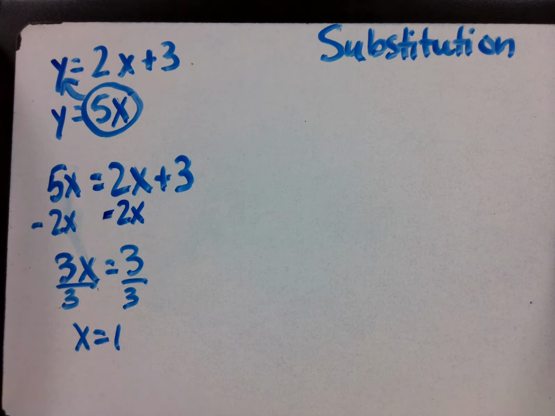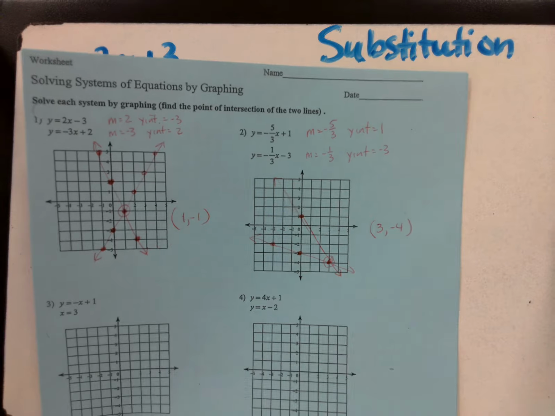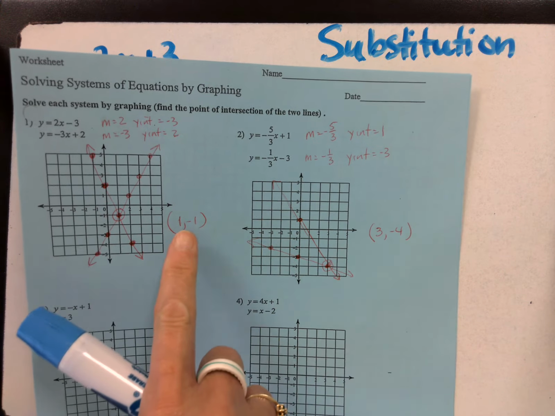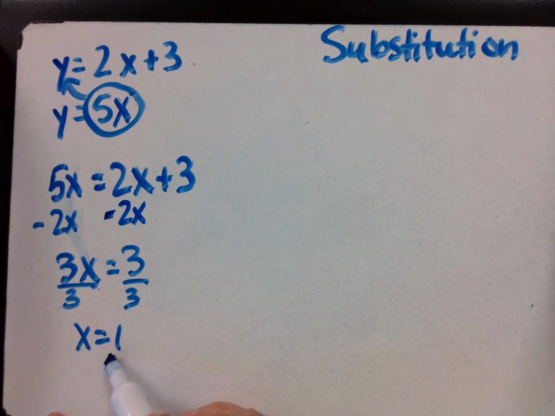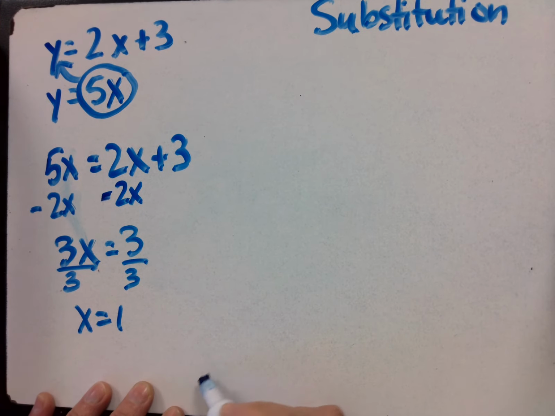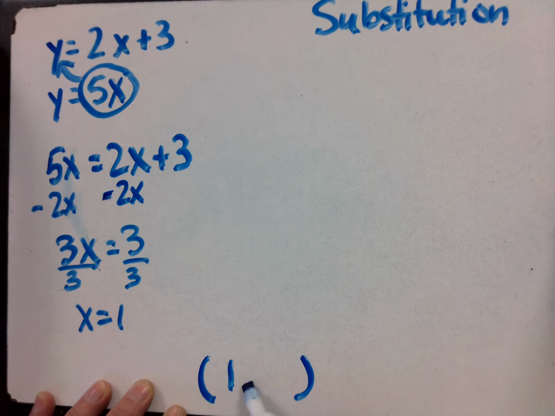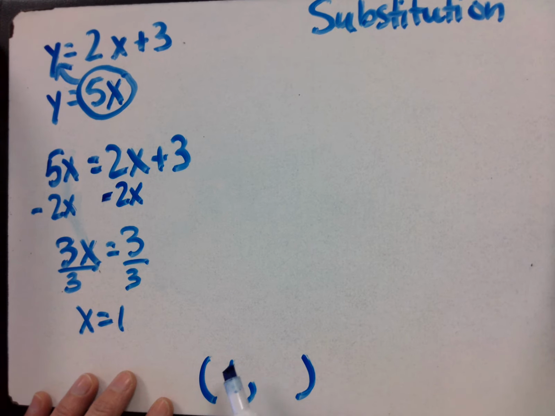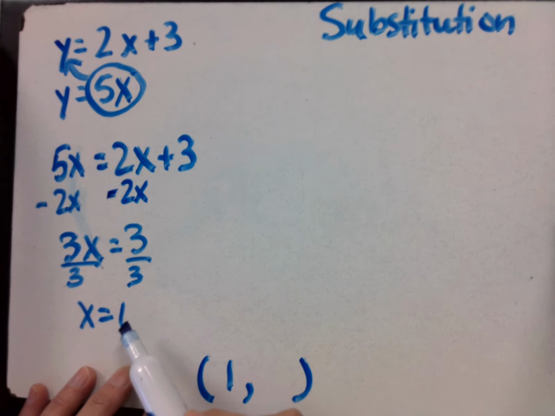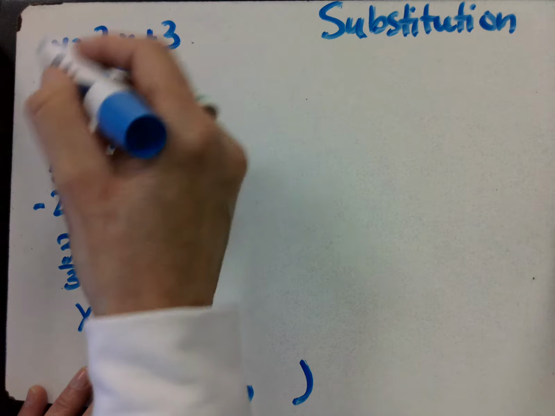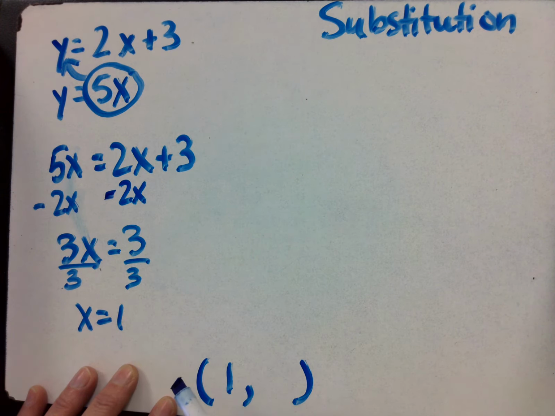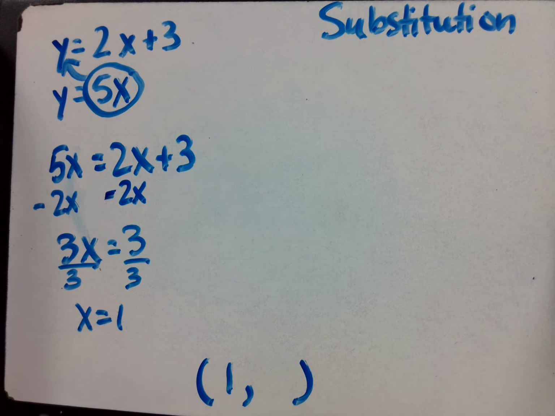And remember, just like we did with the graphing, our solution to a system is an ordered pair. Well, we need an ordered pair with substitution as well. We only have an x so far. So we know our answer is going to be (1, something) because that's our x value. Now that we know that x is 1, we can plug 1 into either one of our original equations, and we'll find out y.